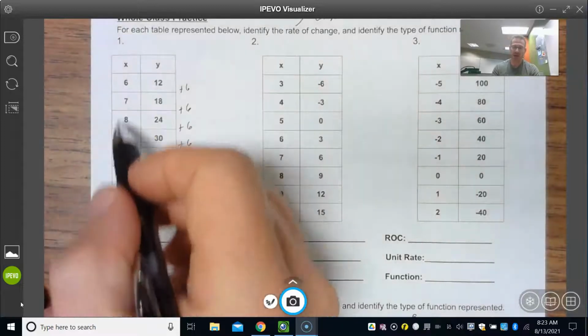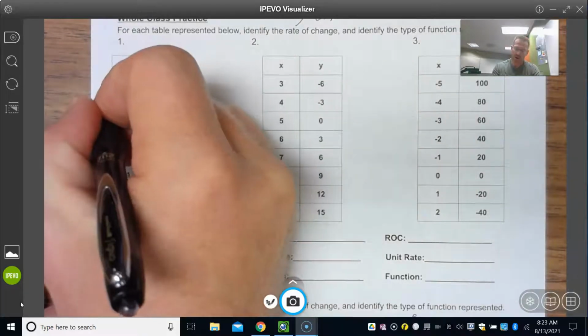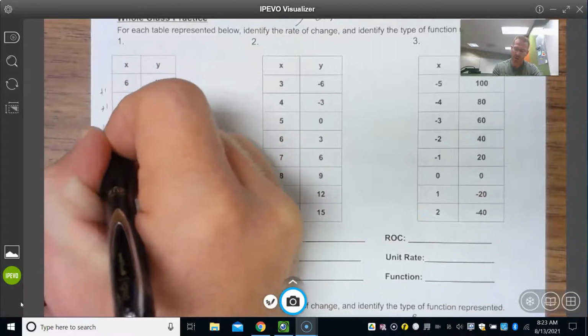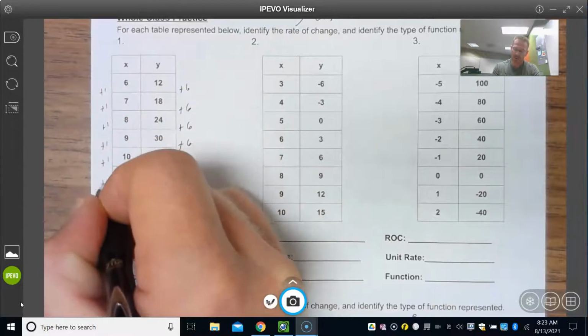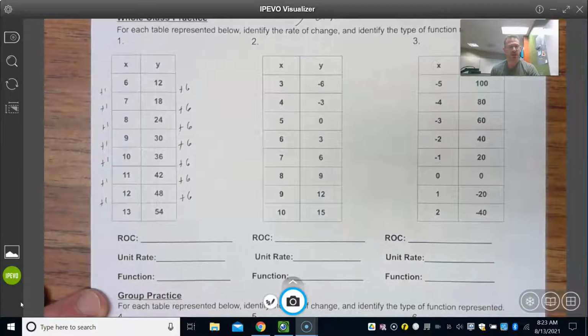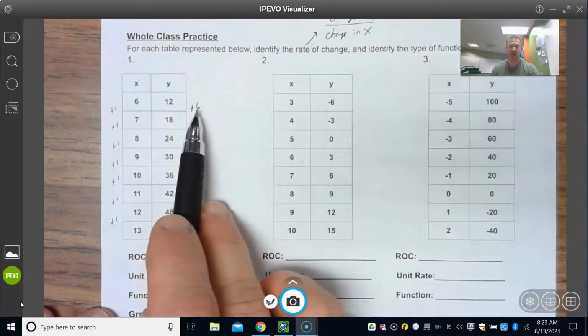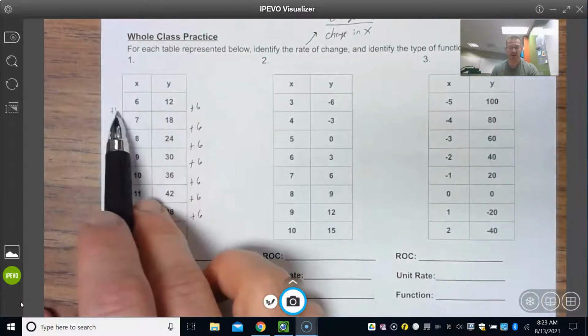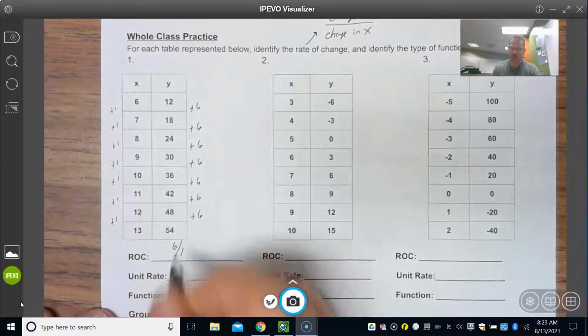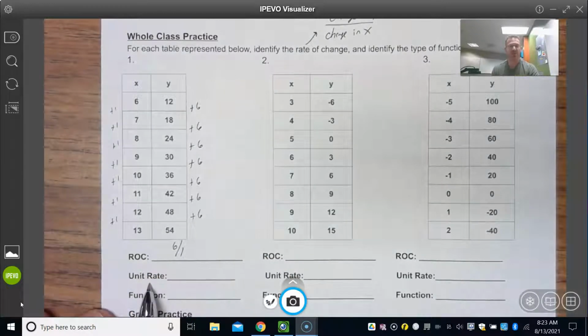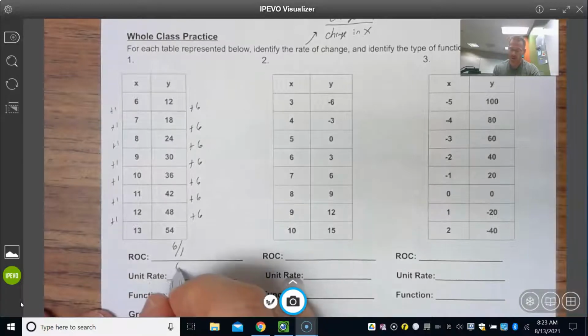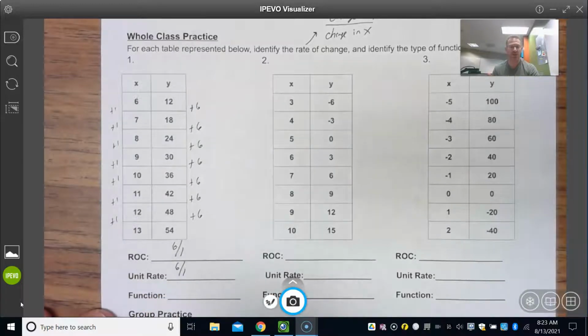Well, let's look at how our x's change. And notice our x's change by 1 every time. So when I look at this, what's my rate of change? It's my change in y to my change in x. And so my change in y is 6, my change in x is 1. So it's 6 to 1. And notice that also happens to be my unit rate of change because we're looking at it per 1 x. So my rate of change and my unit rate this time are exactly the same.